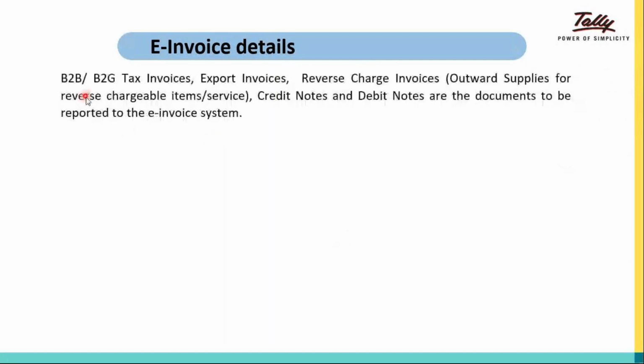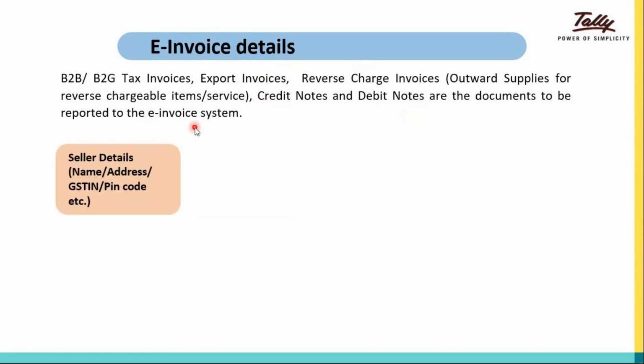So B2B and B2G tax invoices. Only these two. Remember, it is only your B2B and B2G tax invoices that will be there in the e-invoice, not your B2C. B2C will not come here. Then export invoices, then reverse charge invoices. This is a new term here, reverse charge. In the next class, when we are further discussing GST concepts, I will explain what this reverse charge is. It is very important, so remind me in the next class. Then credit notes and debit notes, that is your sales return and purchase returns. All these things are documented in the e-invoice.